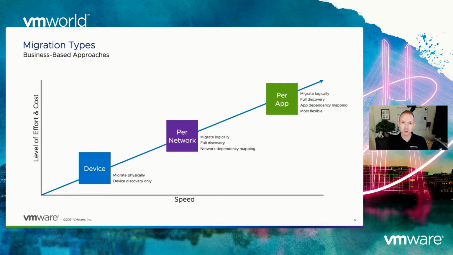So it's the most flexible, but it's also the most time consuming, because you have to do the entire discovery of your entire application landscape. And then also on a per application level, define what the migration window is, when we are doing this, which applications we are bundling together, etc., etc. So these are pretty much the most common ones, the per app and the per network.